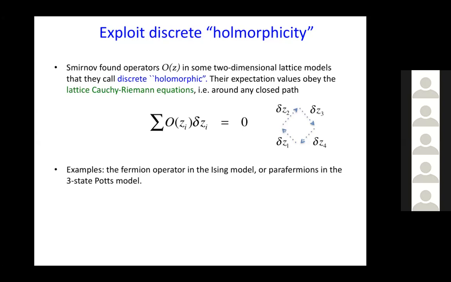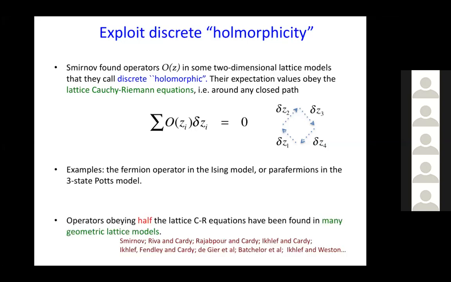Basically, he found certain operators in the model, for the Ising model, the lattice fermion operator, and he proved that it was holomorphic in the continuum limit and used that to show that it gave the right conformal field theory. What he showed is there's some operator you define on the lattice, and you take the expectation value of this operator around some closed path, and you get the answer 0. So that's like a Cauchy-Riemann equation, saying this operator only depends on z and not z bar. And that's the fermion operator in the Ising model; there are other known ones.